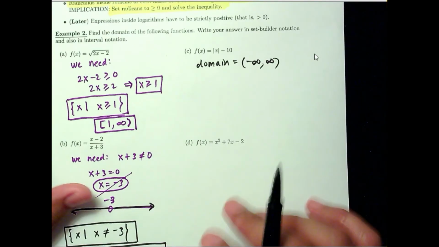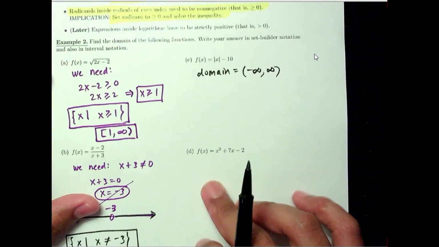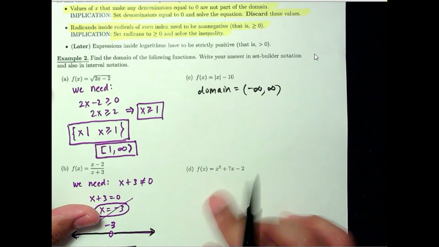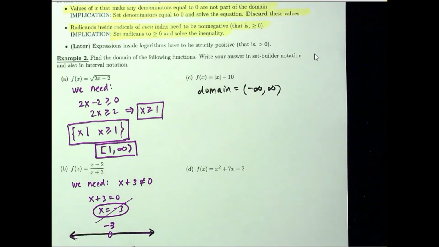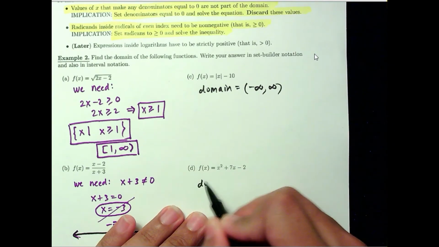Okay, and lastly, D for this page. There's more on the next page. For D, again, follow the guideline, both bullet points. First bullet point, if there's denominators, set them equal to 0. Well, there's no denominator, so the first bullet point does not apply. And then, if there's radicals of even index, well, there's no radicals of even index, so that means there's no issues. Nothing has to be discarded, so the domain is everything again.